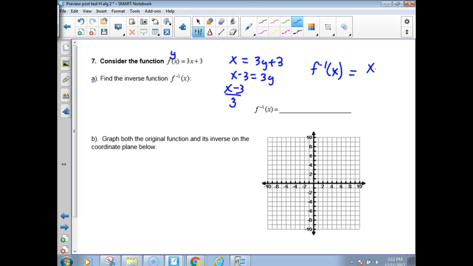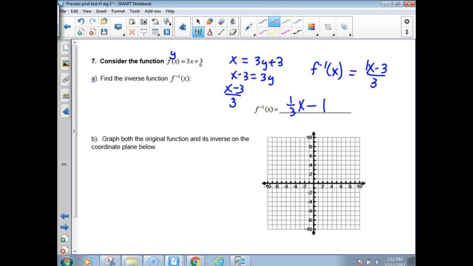If you're going to divide by 3, some people might leave it like that, but I tried to get you guys to simplify it, okay? So I said, how many x is that? 1/3 x minus 3 divided by 3 is 1. I wouldn't mark you wrong if this is what you had for your inverse, but your graph better be correct as well. So graph both the original function and the inverse on the coordinate plane.